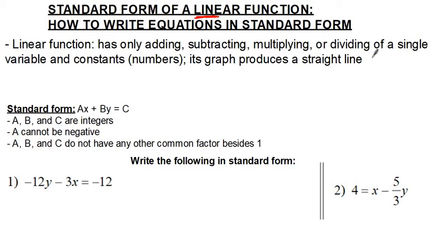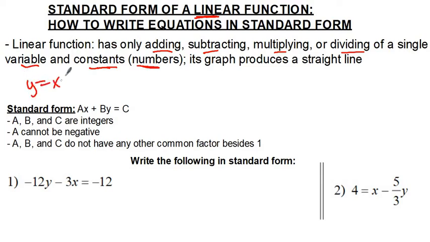The definition of a linear function, what makes it linear rather than some other type of function, is that the only math operations that are happening are adding, subtracting, multiplying, or dividing. There's only a single variable in it that you're doing those things to, and it's being added or subtracted to other numbers rather than variables. So I'll give an example of some things that are not linear functions.